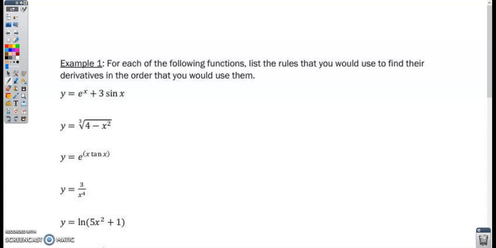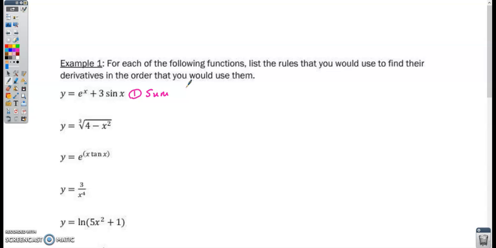So for instance, in the first one here, y equals e to the x plus 3 sine of x, if I substituted a value in here to calculate the value of y, the very last thing that I would do in that calculation is I would add the two values together from e to the x and 3 sine of x. So when I'm taking the derivative, the place I'm going to start here when I'm using my rules is with the sum rule.